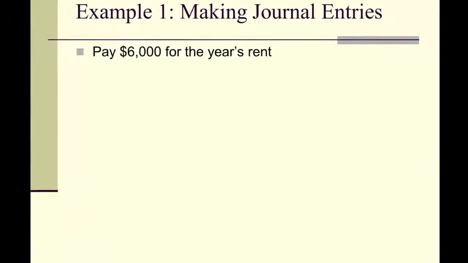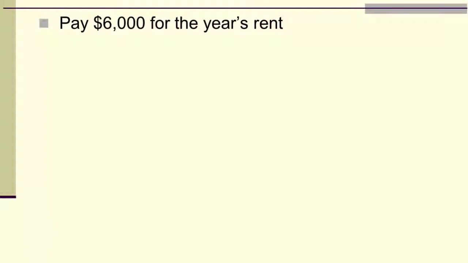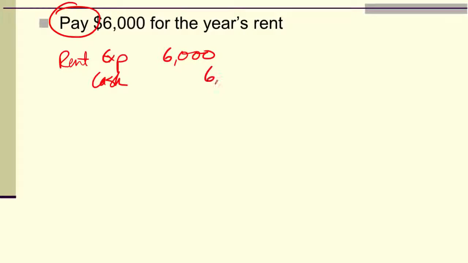So, assuming you've tried it, you probably came up with one of two entries. There are actually two options for this one, depending on how you decided to read it. The key term here is the fact that we paid the rent, so we know cash is involved. But where we put it depends. I could have put it in rent expense and paid $6,000. Paid year's rent.